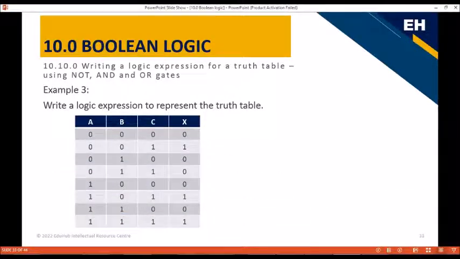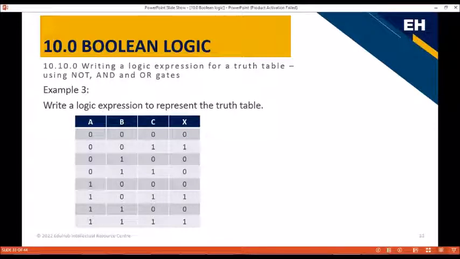Example 3. Write a logic expression to represent the truth table. Now this truth table has three main inputs, and of course, because it has three main inputs, we have 8 input combinations, because 2 raised to the power 3 equals 8. Again, it's not necessary you know about this, but if you want to move further with your own research, you can also do so.